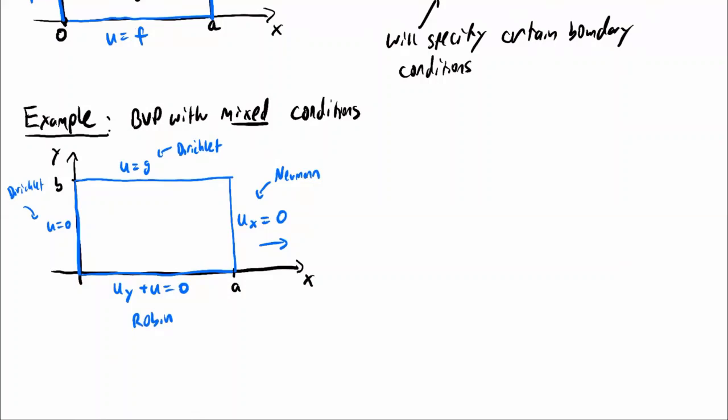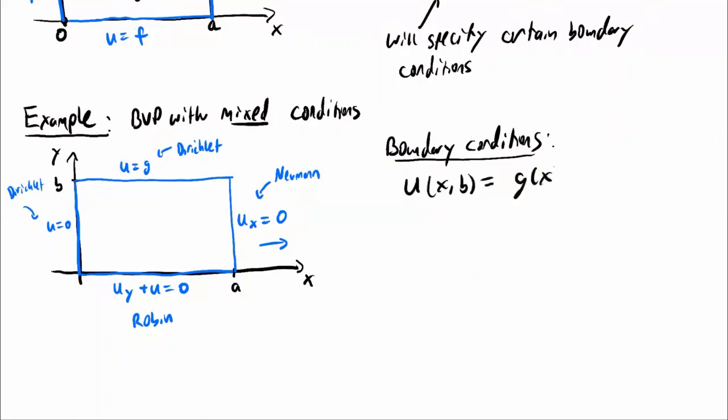Right. And so more precisely, what are our boundary conditions? Let me write them out. The first one was the Dirichlet condition. So when y is equal to b, I want to specify u of x, b is equal to g of x. When y is equal to 0, we have this Robin condition. So this says that u_y of x, 0 plus u of x, 0 has to equal 0.